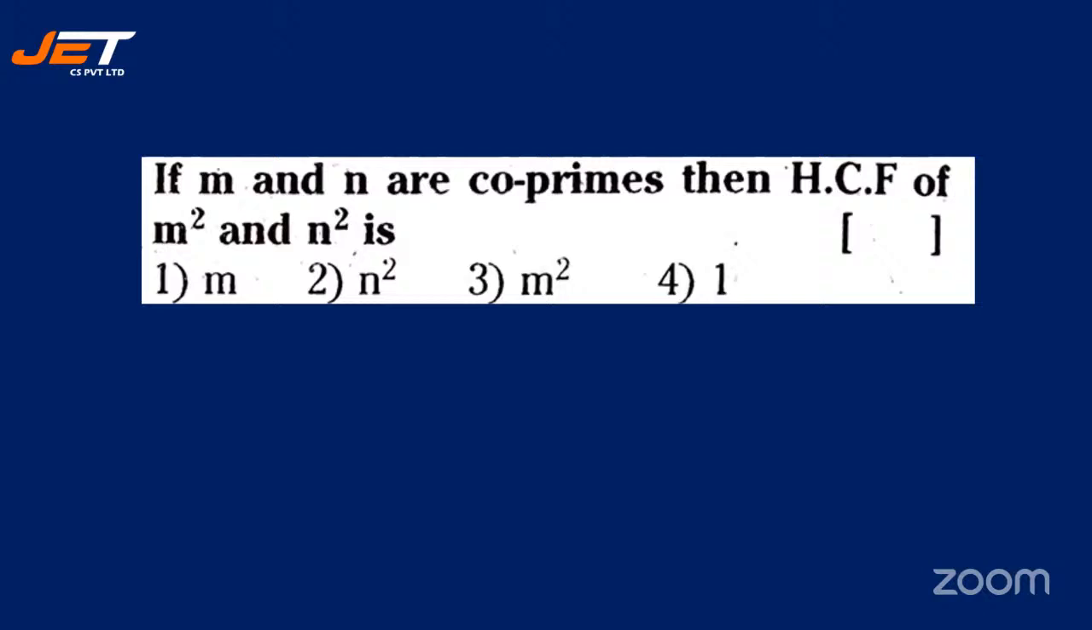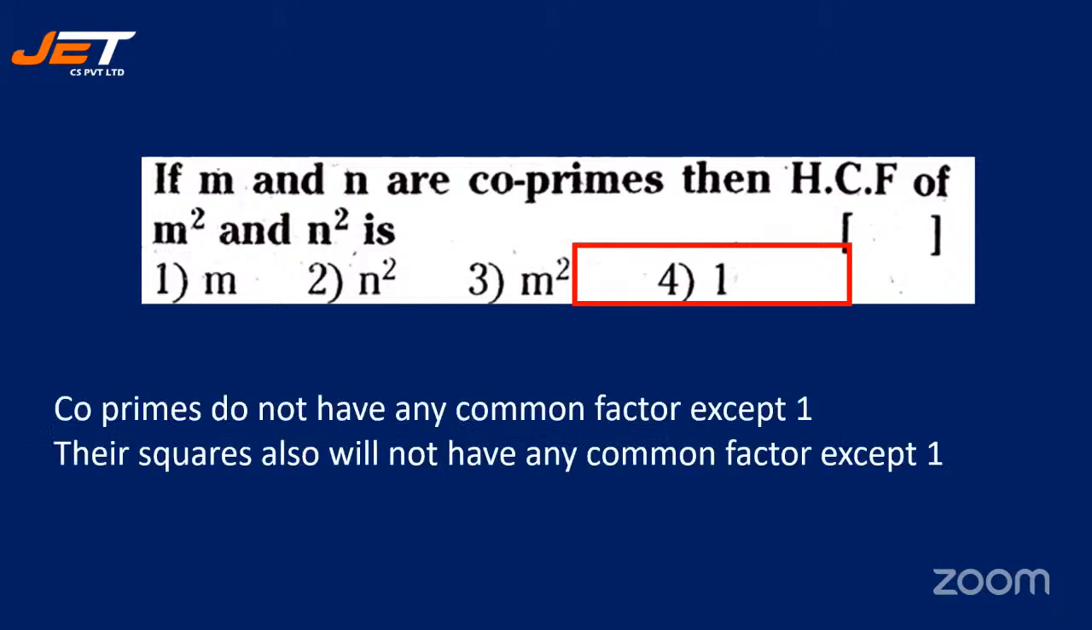If m and n are co-primes, then the HCF of m square and n square is dash. M, n square, m square, 1. It is 1. Correct. Many of you have given me the right answer. Co-primes do not have any common factor except 1. Their squares also will not have any common factor except 1.